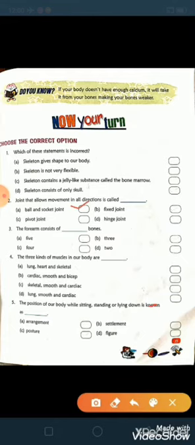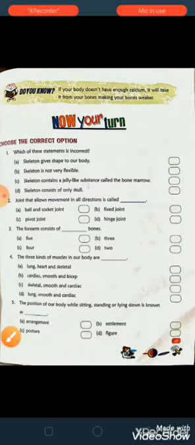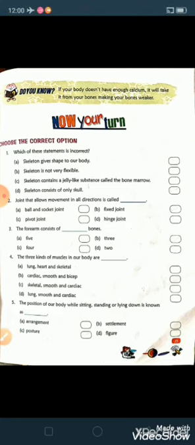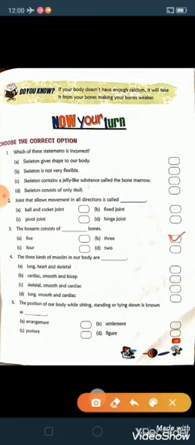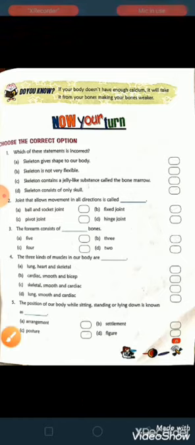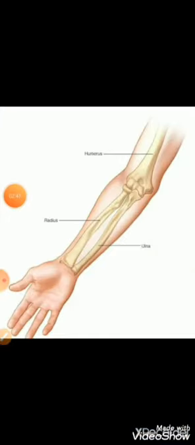Now, the forearm consists of dash bones. Our forearm consists of how many bones? It consists of only 3 bones. Your forearm consists of 3 bones. Wait, I will show you the picture of the forearm. Forearm consists of 3 bones.